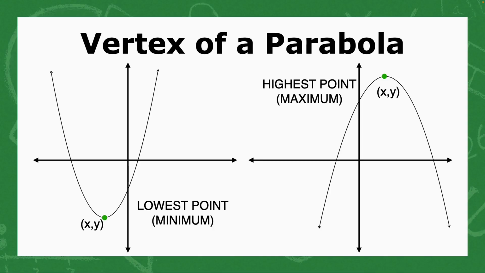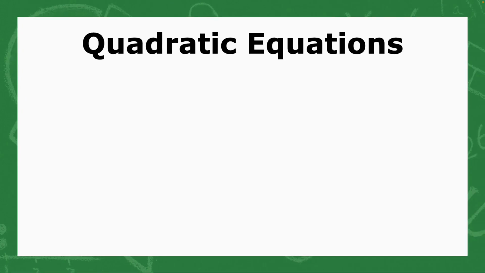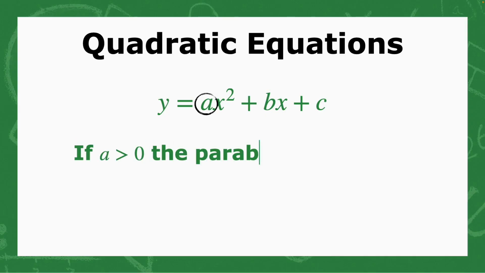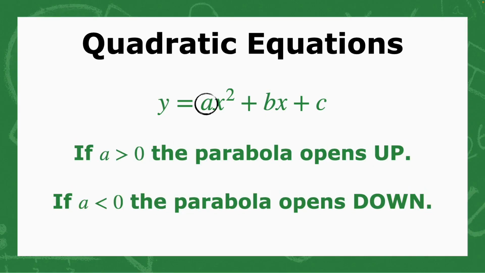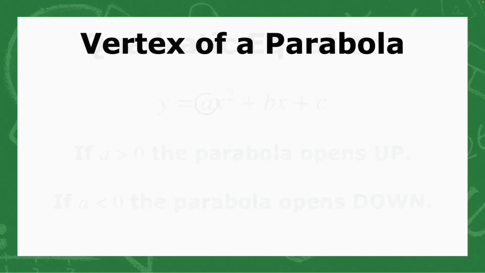Now, parabolas are created by quadratic equations, which, to review quickly, look like this: y equals ax squared plus bx plus c. Those values of a, b, and c will change, which will change where those parabolas fall on the coordinate graph. The value of a is really important because it will tell us whether the parabola opens up or down. If a is greater than 0, it will open up. And if it's less than 0, the parabola opens down. Let me show you what that means.